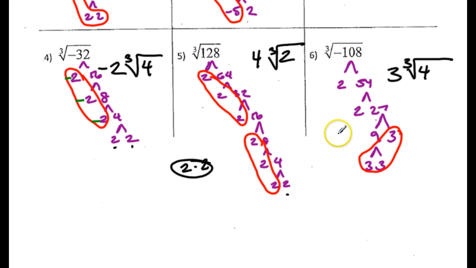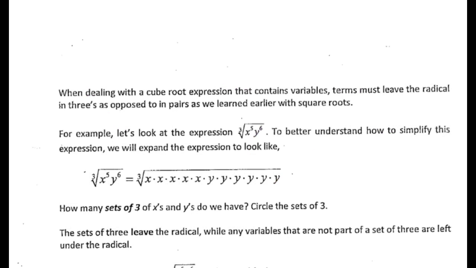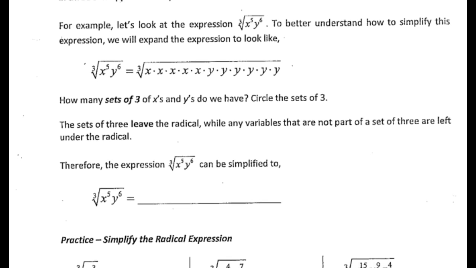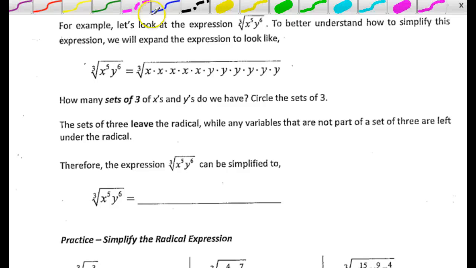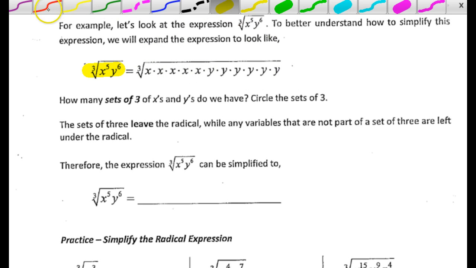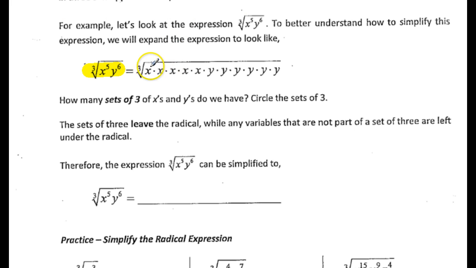Alright, so now we're going to look at how we do cube roots with variables. Pretty easy. So if I want to simplify this cube root of x to the 5th, y to the 6th, what that means is x 5 times, y 6 times, but instead of squares and pairs, I'm making groups of 3. So I can make one group of 3 on the x, and I've got 2 more. That's not enough for a group of 3. My y's, I can make one group of 3, 2 groups of 3.